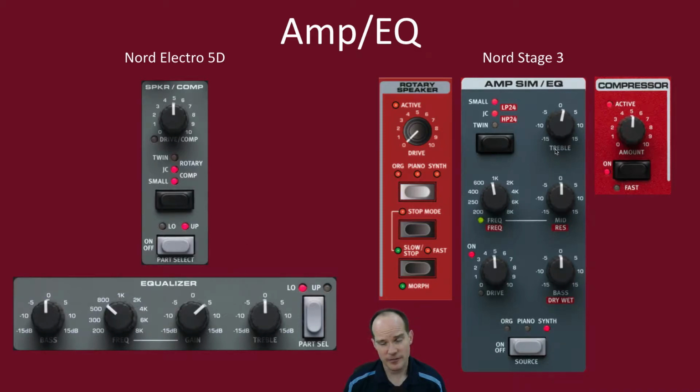Just a note on how all these effects work. On the Electro 5D, you have a low and an up. So I did have a video, I think it's video 2, where I talk about the low and up and how that splits into layers and things like that. So the effects will affect one part or the other, never both. So if you split your Nord Electro 5 and you have strings on the left and piano on the right, once you invoke those effects, you've got to decide if it's going to affect the strings or the piano. It's not going to do both, with the exception of, let's say, reverb, which is universal to both parts.